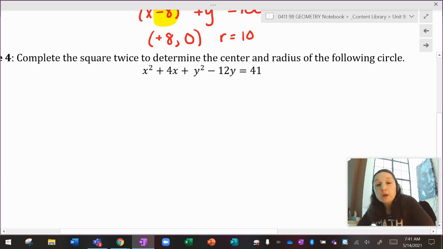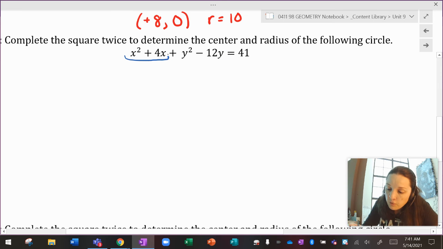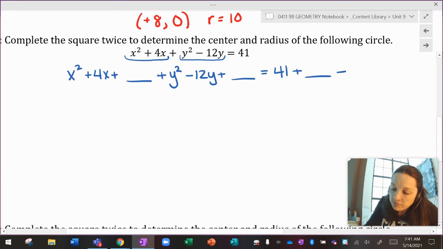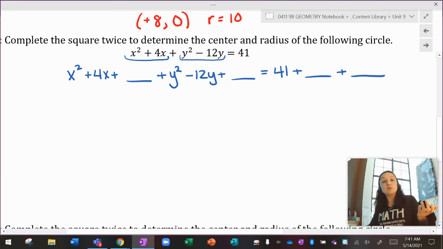On this one, we're going to complete the square twice to determine the center and the radius. I have an x squared plus 4x, but that's supposed to have another number. And I have a y squared minus 12y, but that's supposed to have a third number. So we're going to write this as x squared plus 4x plus blank, plus y squared minus 12y plus blank, equals 41 plus blank plus blank. I added 2 blanks on the left, so I've got to add 2 blanks on the right.